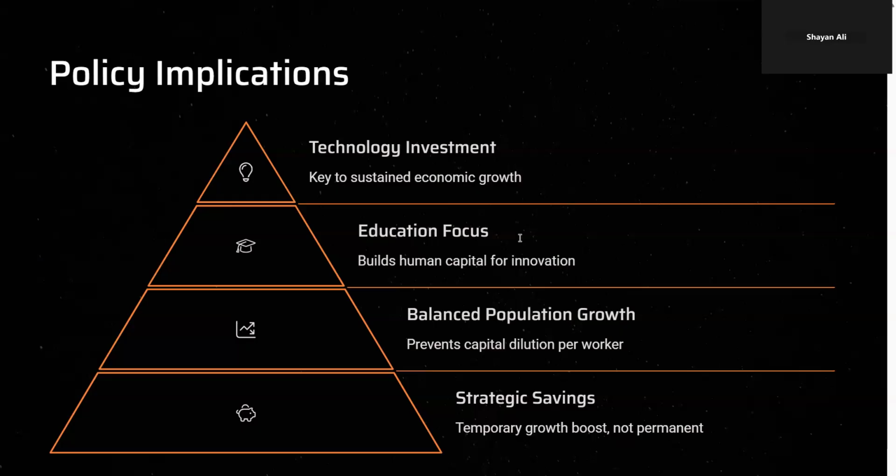So let's just wrap this up. The Solow model gives us a smart, simplified way to understand how economies grow over time. It tells us savings help build capital. Population growth can spread capital too thin. Depreciation slows us down, and technology, that's the real long-term driver of growth. It explains a lot, but it doesn't explain everything.